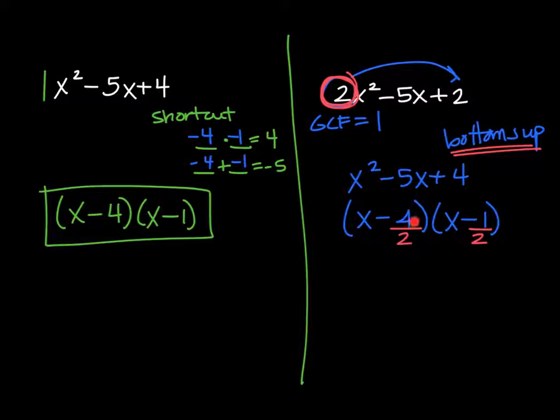You ask yourself, does 4 divide by 2? Does that simplify? Yes, it does. So my first factor is going to be x minus 2. Because it simplifies to a whole number, there's nothing to move to the front. My second factor, we want to ask ourselves, does it simplify? It doesn't, and so I still have this denominator, so here I'm going to have to bring the bottom up. So I have 2x minus 1.